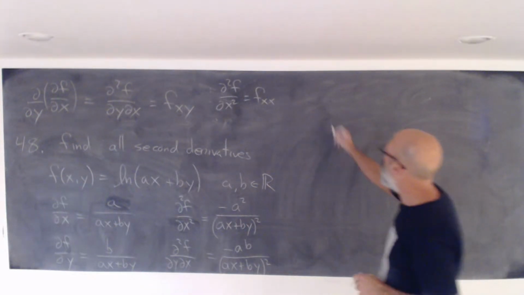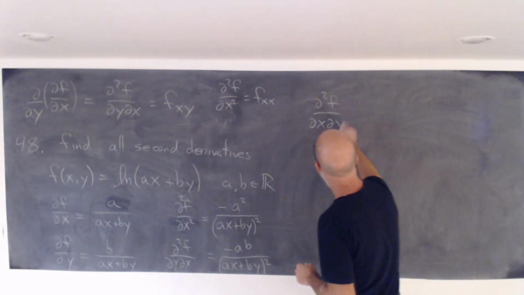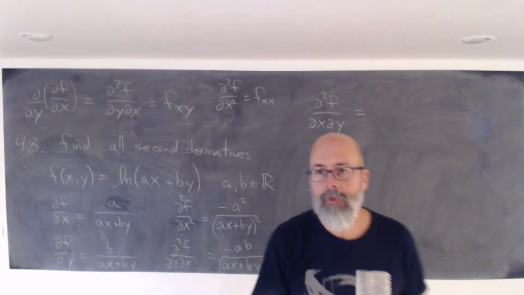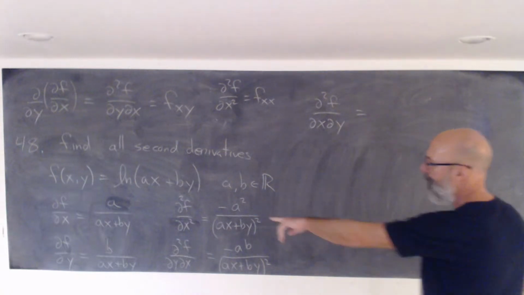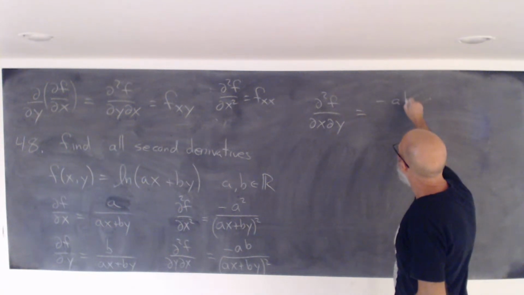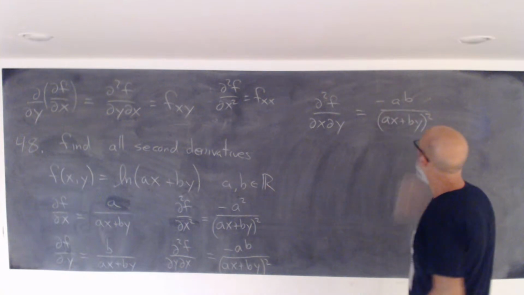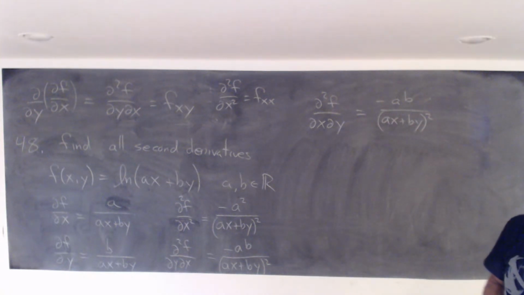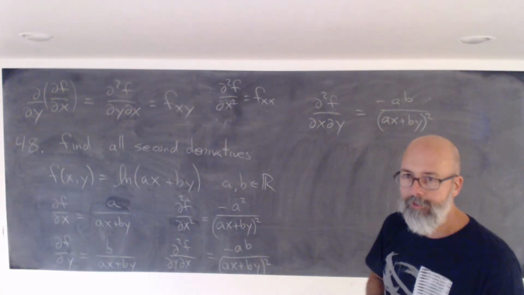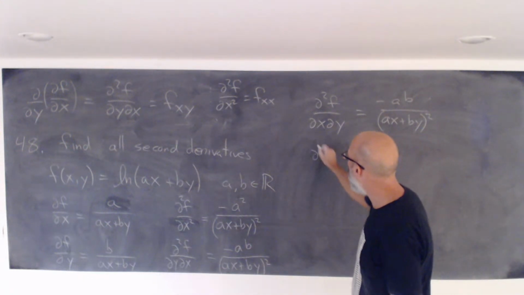What about d squared f by dx dy? What if we differentiated this with respect to x? Does everybody have it? Minus ab over ax plus by all squared. Are all second derivatives meant to be all four of the second derivatives? Absolutely, we mean all four of these second derivatives.